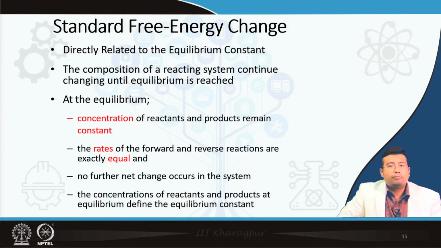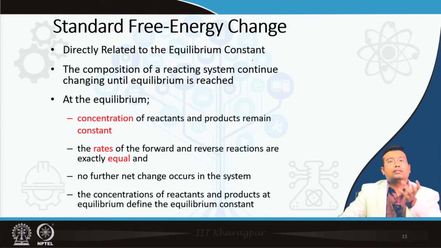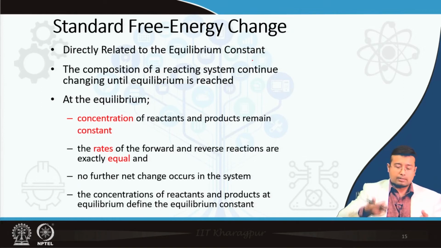We know that if this reaction is at equilibrium, it means the reaction is not going in any direction. It means the concentrations of the reactant and product will remain constant. The rate at which the reaction occurs in the forward direction is absolutely the same as the rate in the reverse direction. So no net further change occurs in the system. And as I already told you, the concentrations of the reactant and product at equilibrium define the equilibrium constant.